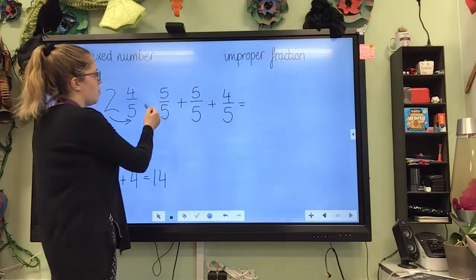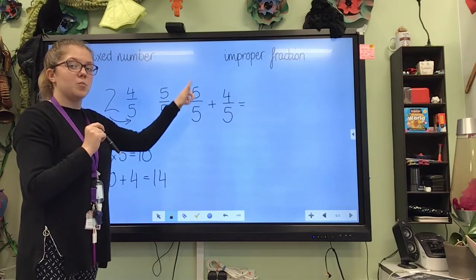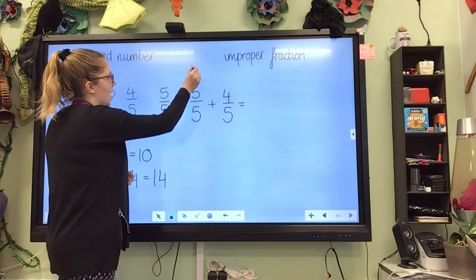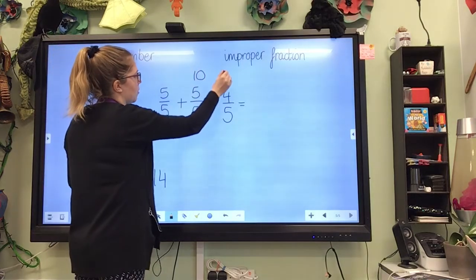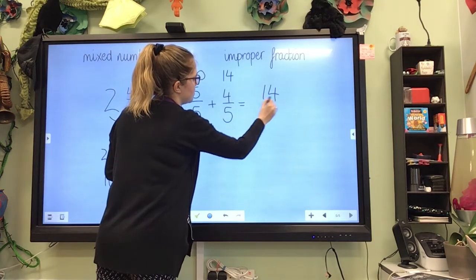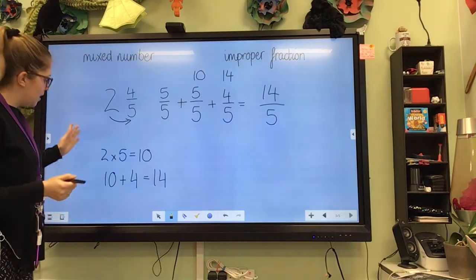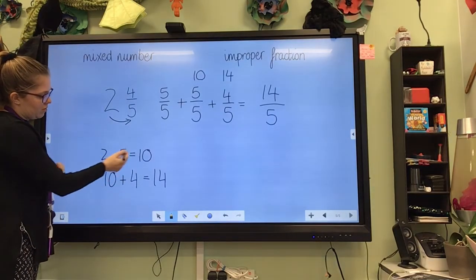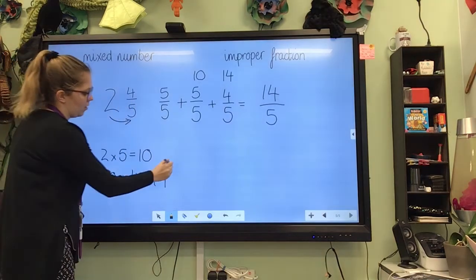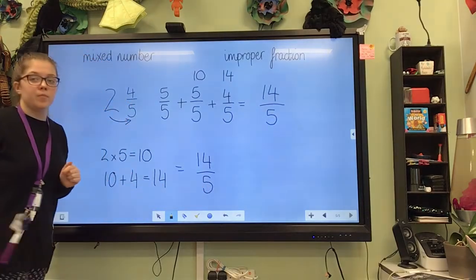So remember, when the denominators are the same, we don't have to worry about them. We just add the numerators as we would normally. So 5 add 5 is 10. 10 add 4 is going to give you 14. And the denominator stays the same, because it was the same in all 3 fractions. So 14/5. Let's check down here. I got 2 times 5, which is 10. 10 add the 4 gave me 14. And I know my denominator already. So that gives us the same answer, okay?